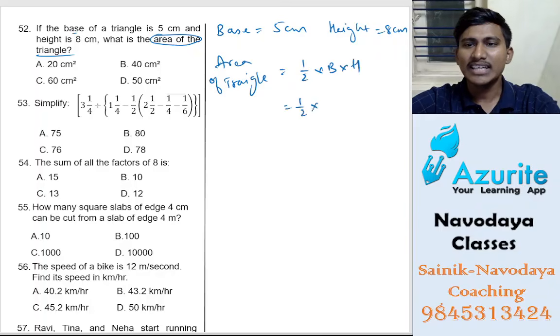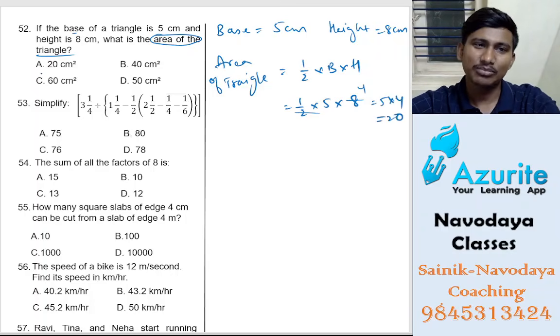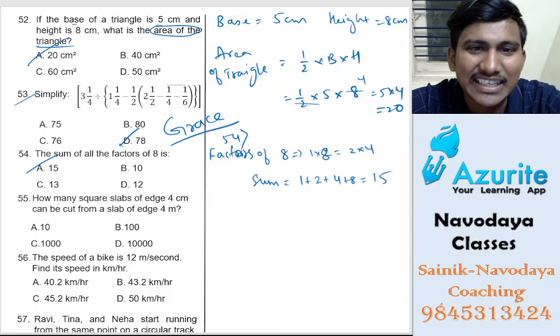Half into base is 5. 8 is the height. So 2 4s are 8. 5 4s are how much? 20 is the answer. Answer is option B here. Okay, that is 20. Understand? Very easy. So see here, I think you understood.